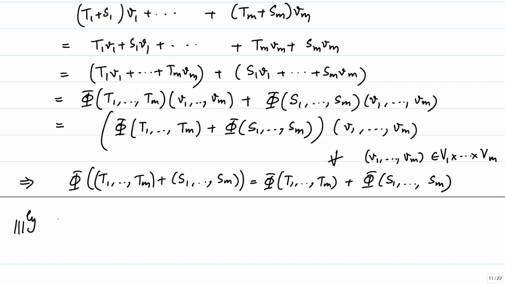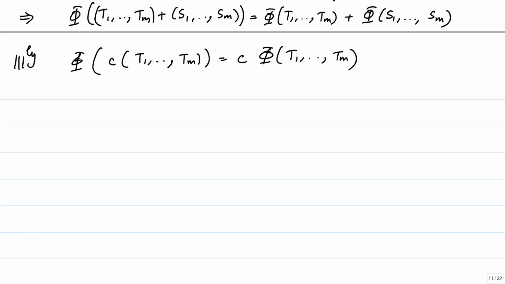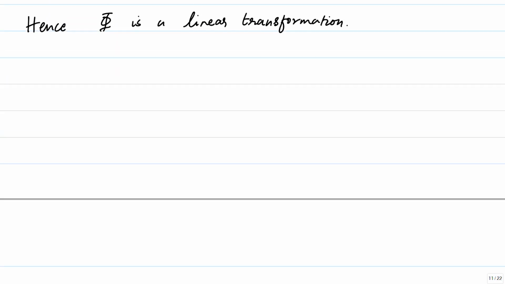I will leave it to you to check in a very similar manner that phi of C times T1 to Tm is equal to C times phi of T1 to Tm. So notice that we have just established that this capital phi is a linear transformation. So we have done one half of our job to prove that these two vector spaces are indeed isomorphic. We have shown that we have a linear transformation, which is a good candidate. Of course, we have some work remaining.